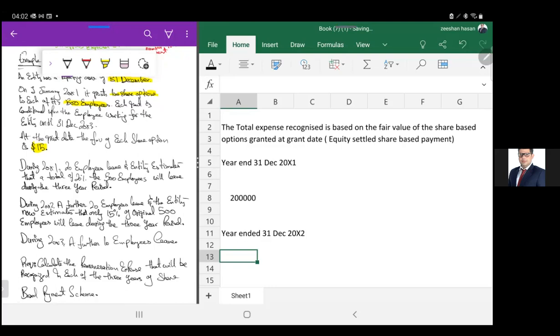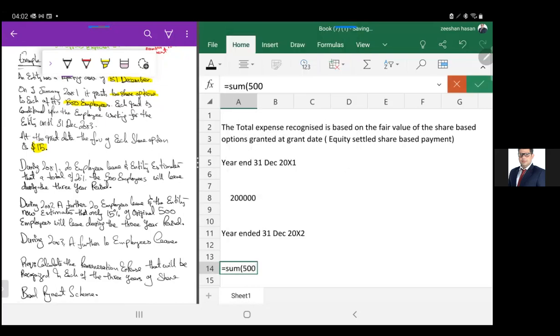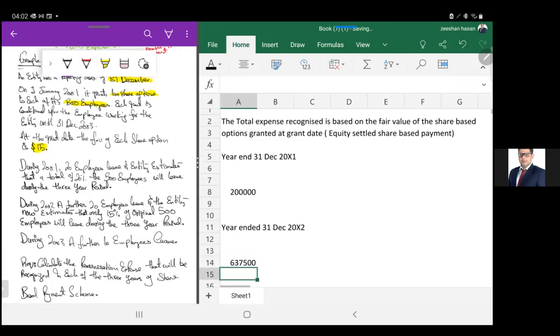Is equal to sum, 500 multiplied by 0.85, bracket close, multiplied by how many options we had, 100. What was the fair value? At grant it was 15, and now we are taking the expense of 2 years out of 3. So what we'll get is 425,000.